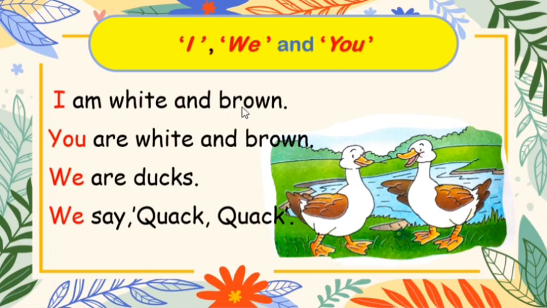I am white and brown. You are white and brown. We are ducks. We say quack, quack. So you see that I, we and you, all these 3 pronouns can be used both with persons as well as for animals.